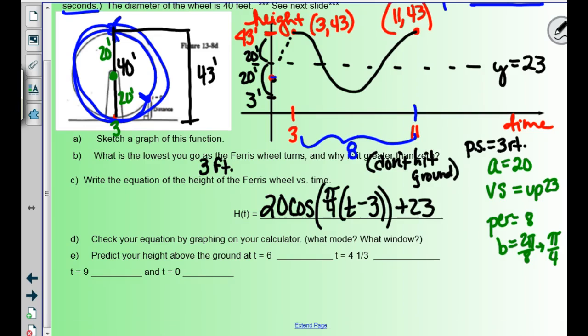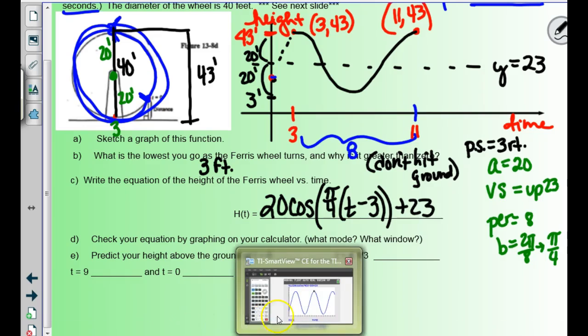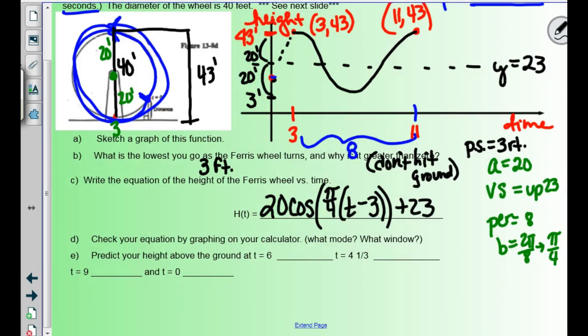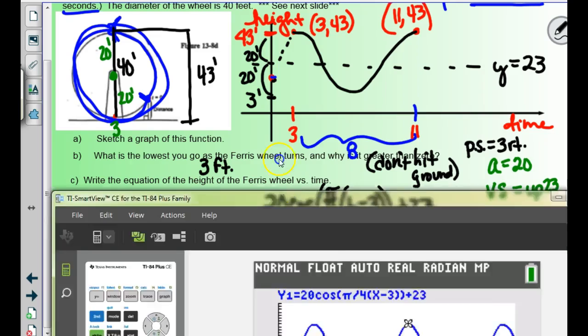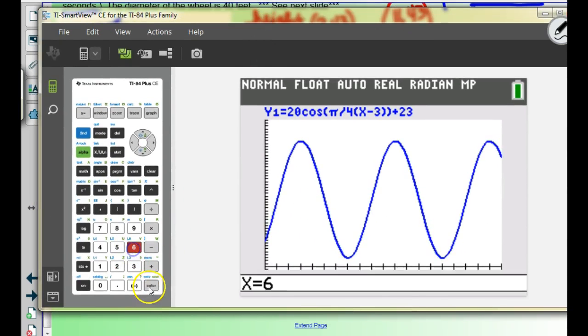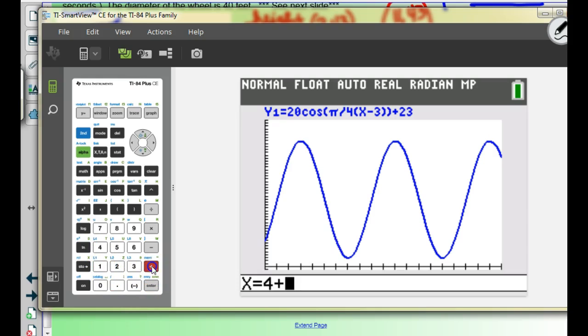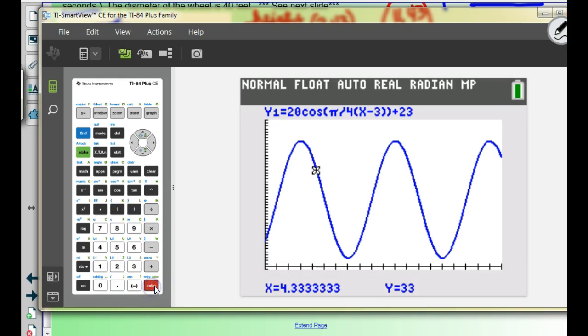You can do that from the table or from tracing. The 4 1/3 would probably be easier from tracing. Oh, great. I shoved it off the bottom here. So at 6, I have 8.9. I'm going to type 4 plus 1 divided by 3, which would give me 4 1/3 exactly. But I got 33 feet for that.